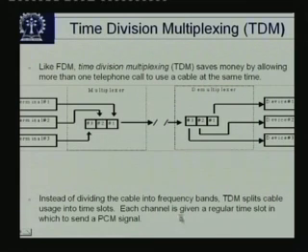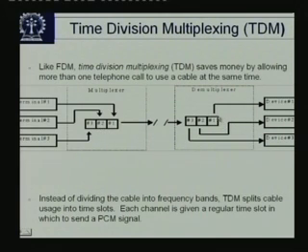So, this is the schematic of a time division multiplexing system. Like FDM, time division multiplexing saves money by allowing more than one telephone call to use a cable at the same time. So, you have terminal number 1, terminal number 2, terminal number 3. Terminal number 1 is sending at this particular time, then terminal number 2, then terminal number 3, and over here on the other side this sequence and the way it goes has to be known.